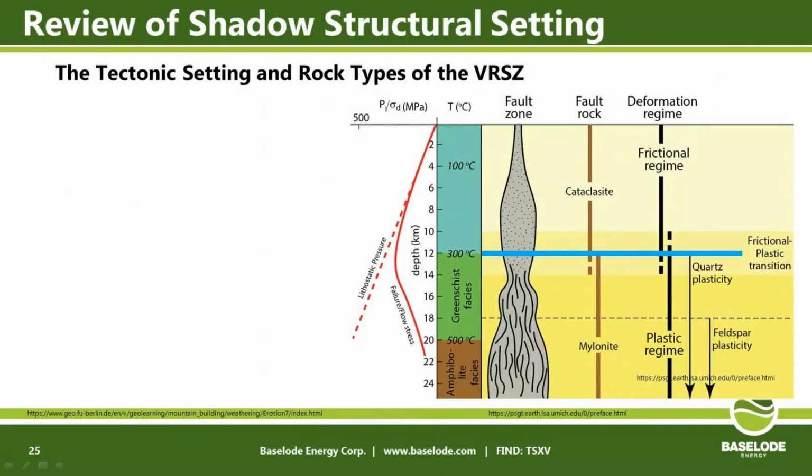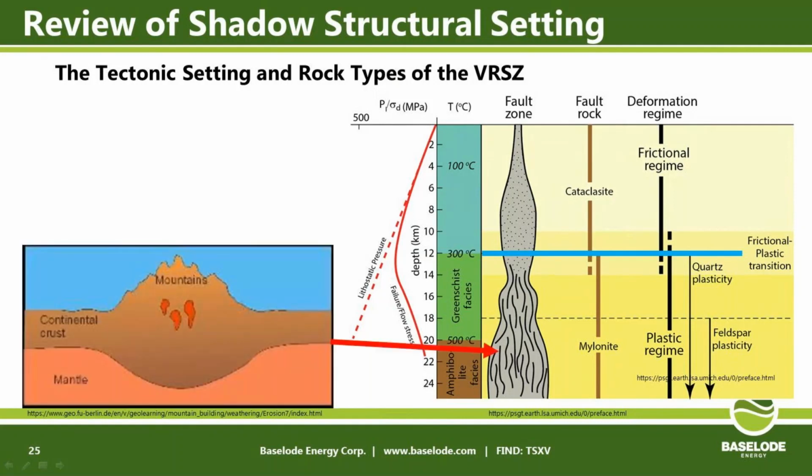So we'll have a quick look at where we are in relation to plastic and brittle regimes, which are denoted by the thick blue line. Plastic is at depth, which is where you get your mylonites. Brittle's on top, which is where you get your cataclasites. During a mountain building event, we will form mylonites at depth.